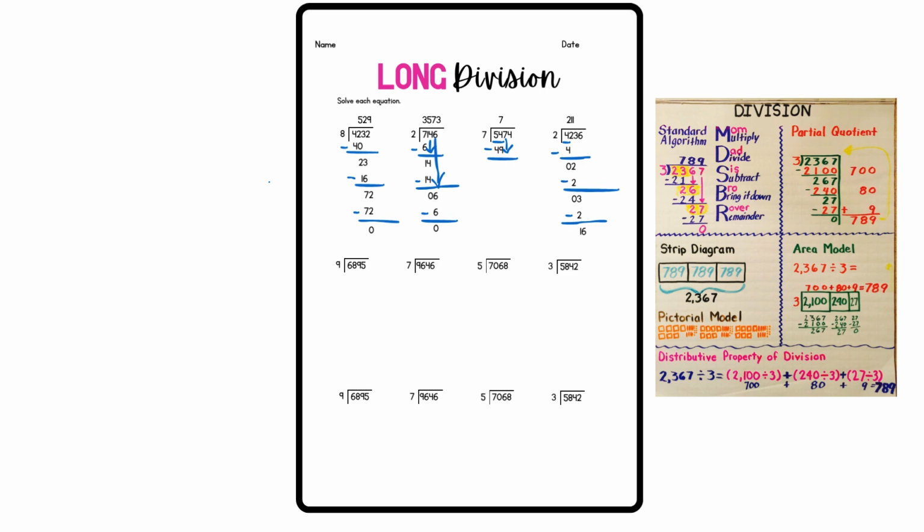And 1 times 2 is 2. When we subtract, we get 0. We bring down the 3. 2 will fit into 3 one time. 2 times 1 is 2. When we subtract, we get 1. We bring the 6 down.